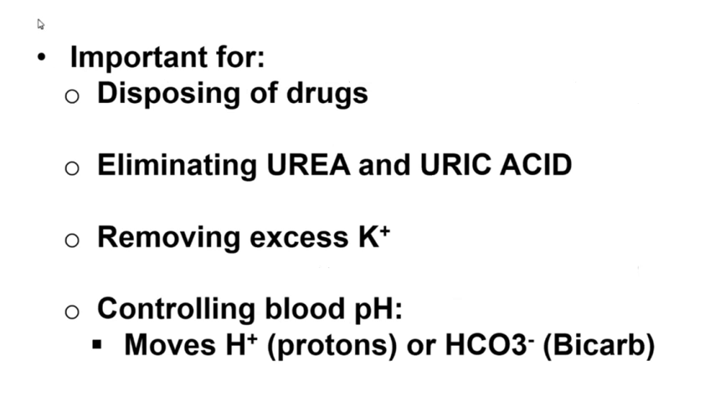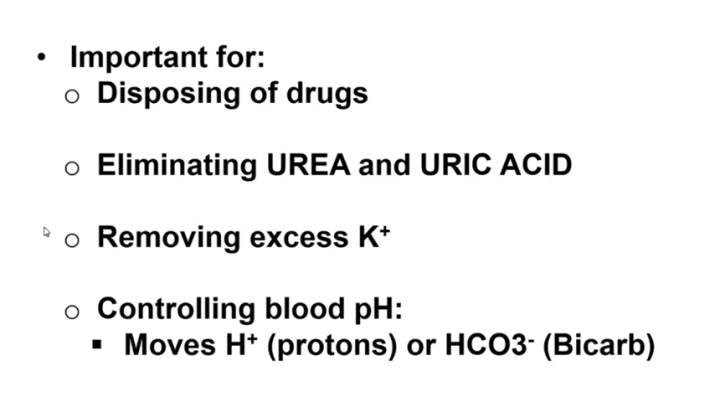Tubular secretion is important for disposing of drugs that are in the blood plasma, and eliminating nitrogen-containing wastes like urea and uric acid. So these are the breakdown products of things like proteins. Tubular secretion is important for eliminating excess potassium that's in the blood plasma, and it's also important for controlling blood pH.